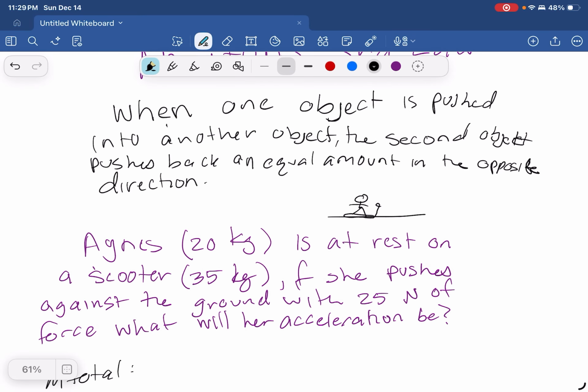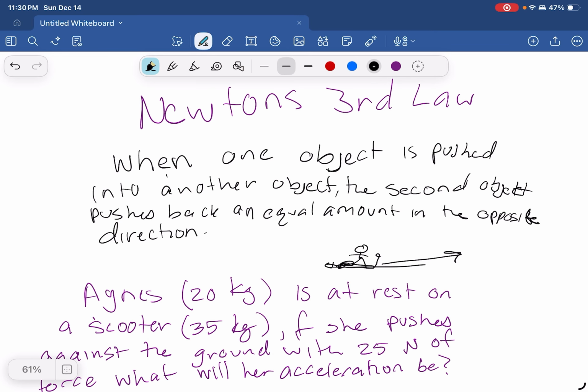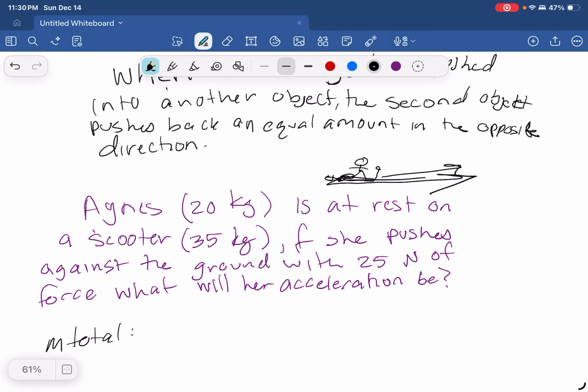And so she is pushing on the ground with her foot right here, and she's pushing back and then going this way. So it shows that when her foot makes contact with the ground, she's getting an equal reaction the other way as she pushes off. So if she pushes off really fast, the scooter's going to speed ahead. If she doesn't push back with as much intensity, the scooter will not move as much.